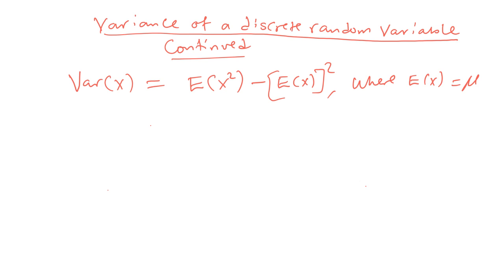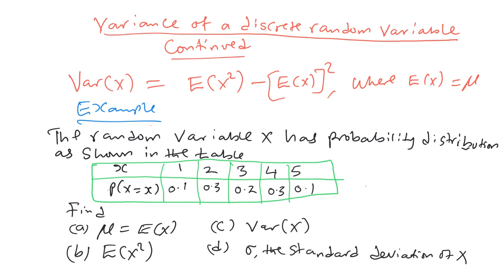So we want to look at an example here, try to find the variance and then maybe the standard deviation, and thereafter we shall see what comes next. So here we have this example that we can talk about and try to solve. The random variable X has the probability distribution as shown in the table. So we have the table showing us the values of X and the probabilities.